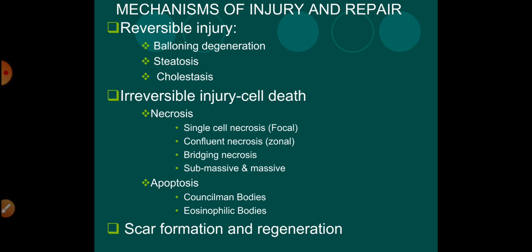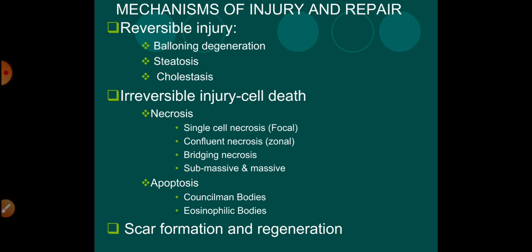The example of reversible injury is taking alcohol for a short period of time, where you see steatosis, which will revert back to normal once the injurious stimulus is removed. Once you stop taking alcohol, the steatosis, which is a reversible injury, will revert back to normal.